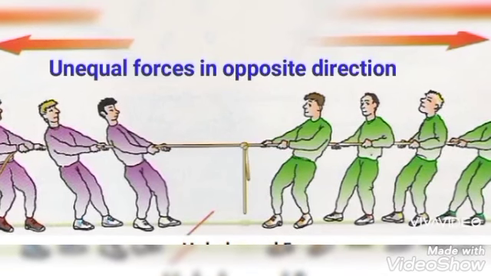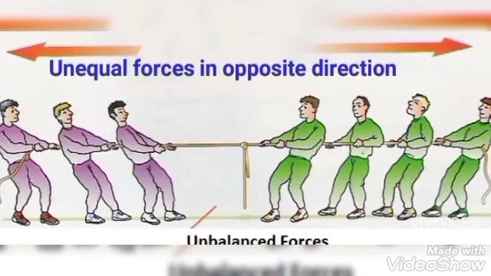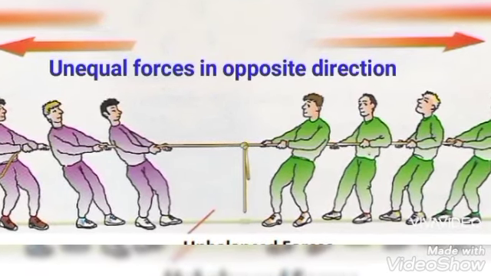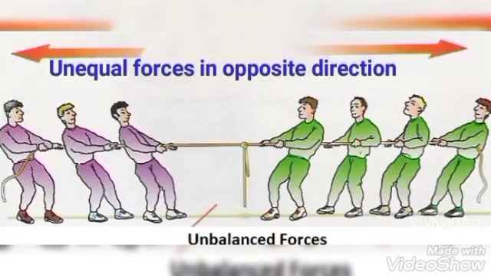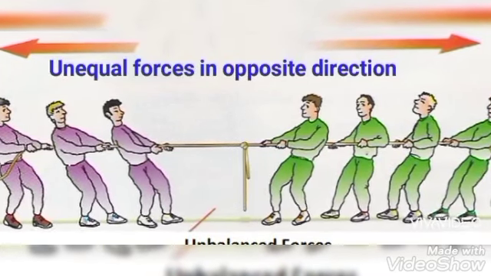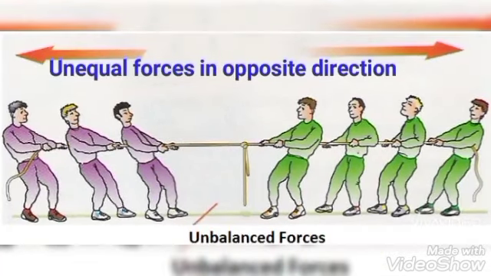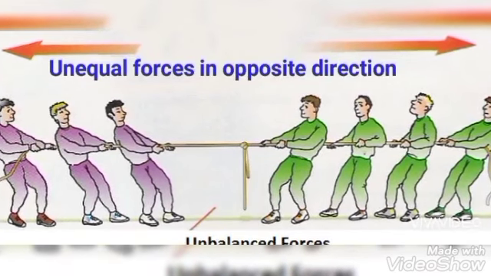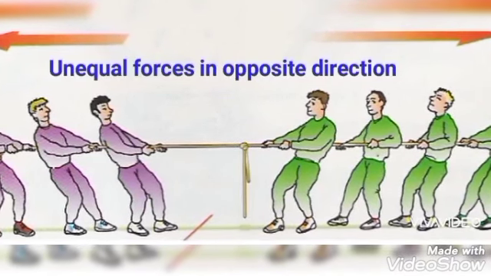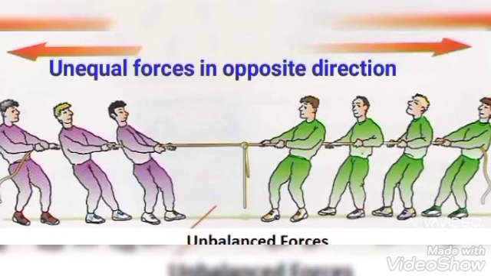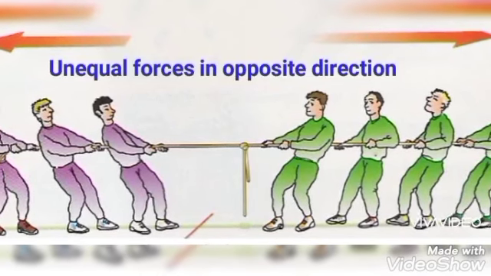In this picture, the forces are unbalanced. What is unbalanced force? Unequal forces acting in opposite directions are called unbalanced force, and equal forces acting in opposite directions are the balanced force. Then there will be an effect of force. Unbalanced force makes an effect of force.